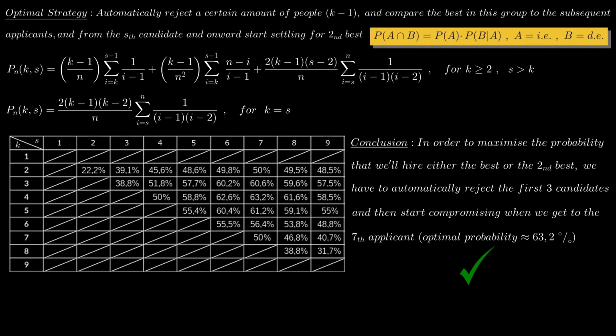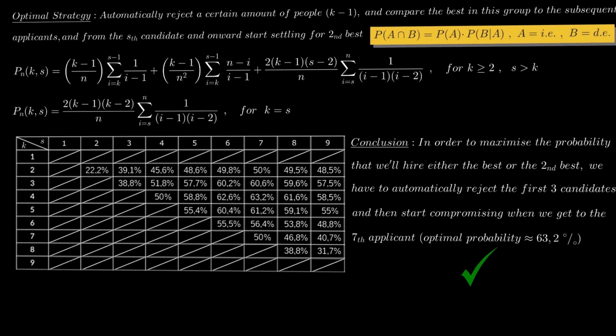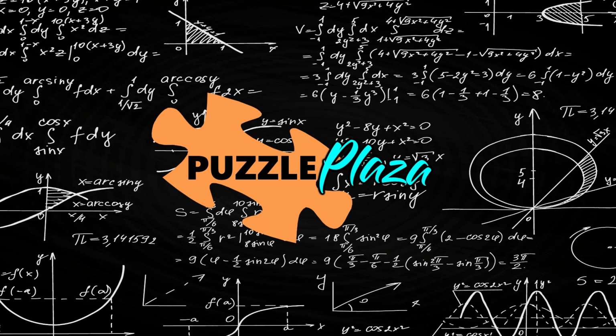63.2% probability. That's an intuitive answer, if you ask me. I mean, intuitively, it makes sense that you'll start compromising at approximately 2/3 of the way through the entirety of the candidates. Wow. Just wow, you guys. What a problem. This problem is no joke. It's famous for a reason, my friends.